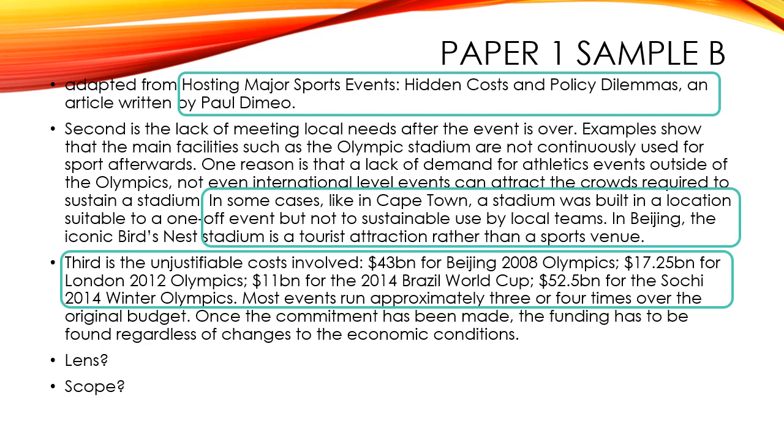If I go back to the things that I blocked off, I want to make sure if the lens is economic. They're talking about how stadiums that are built are then not used again. They become tourist attractions, but they don't really generate money. And then very specifically, the author gives us the costs for all the different Olympics in the different parts of the world. 43 billion in Beijing, 17.25 billion in London, 11 billion for Brazil, 52.5 billion for Sochi. So the lens, like I suspected, is clearly economic.